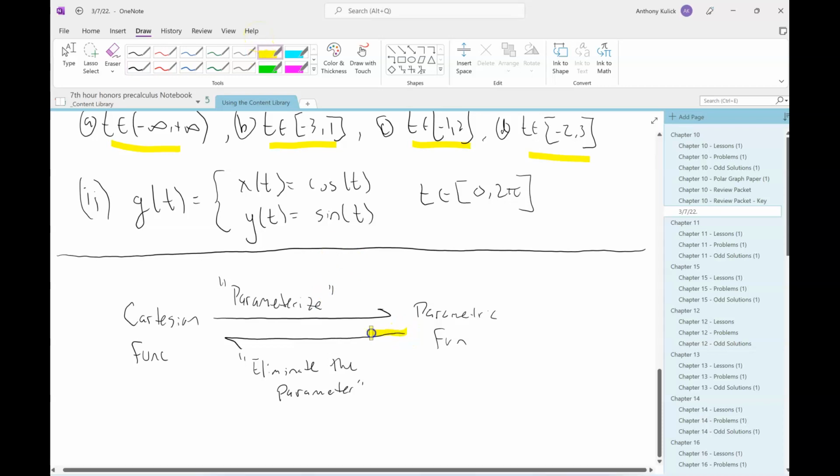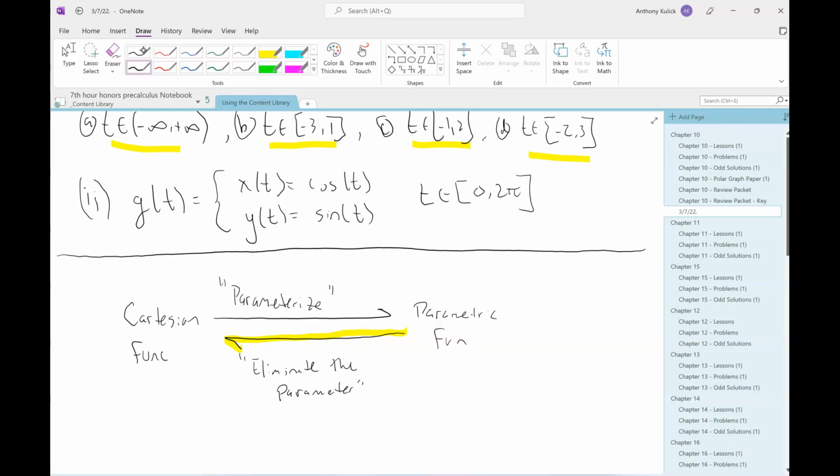And right now we're going to talk about this direction. The second part of this lecture we'll talk about going from Cartesian to parametric. But first we're going to go from parametric to Cartesian. Okay?